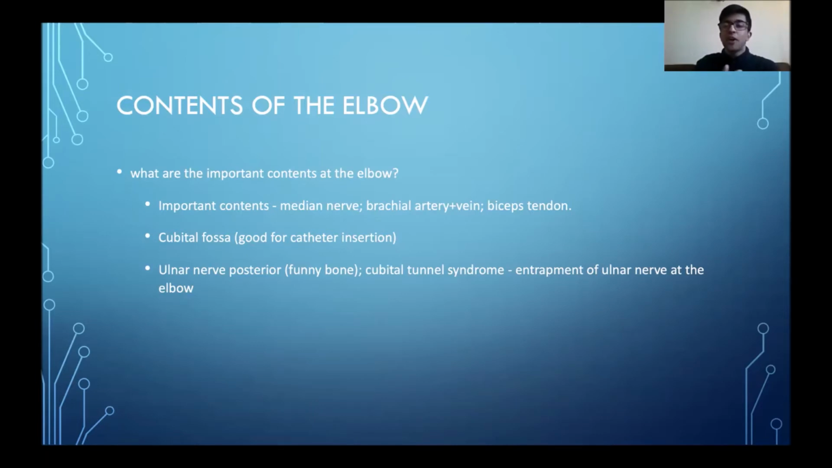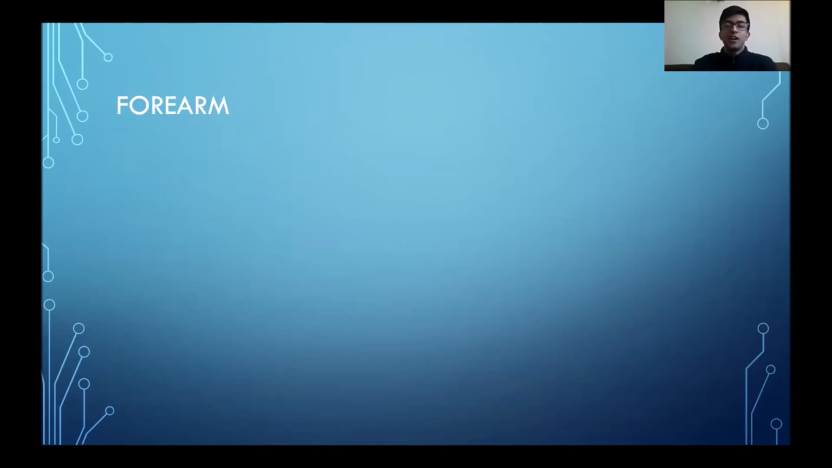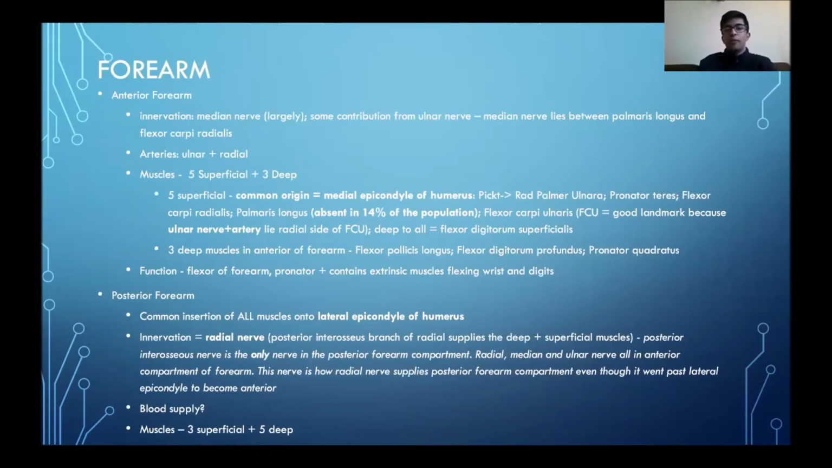Next slide, please. So we're going through a nice kind of flow, and we're going to talk about the forearm. The forearm was really annoying for me to learn because you had so many muscles, so much information, right? So I've condensed it all into one slide here. Anterior, so we said musculocutaneous nerve for the anterior arm. Then you have the radial. Anterior forearm is the median nerve, largely, but then you have some contribution from the ulnar nerve. So you have to be careful.